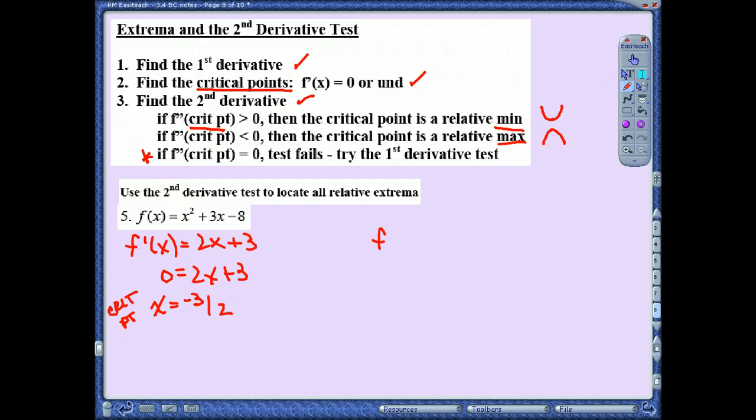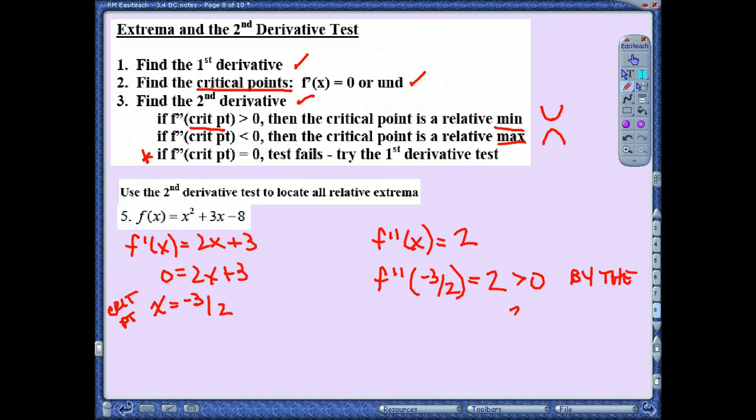Then I'm going to find my second derivative. Well, the derivative of 2x plus 3 is 2. Show them that you're putting in your critical point, but there's no x to plug that negative 3/2 in for. So it's going to be 2, which is greater than 0. So by the second derivative test, x equals negative 3/2 is a relative minimum.